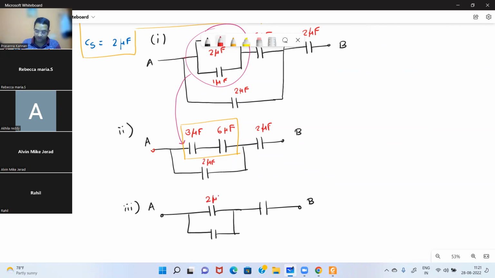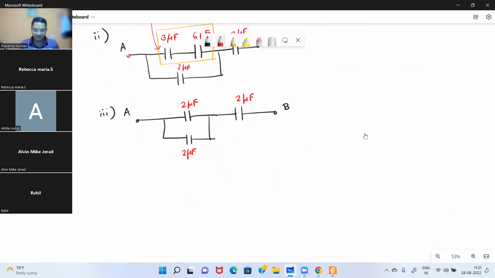So this 6 and 3 have become 2 microfarad now. 2 and 2 are in parallel. So 2 and 2 in parallel will become 4, right? So the fourth step is, just for you to clearly understand, I am writing it in different steps. So 2 and 2 in parallel will become 4 microfarad. And the other one is 2 microfarad, right? So this is the last step.